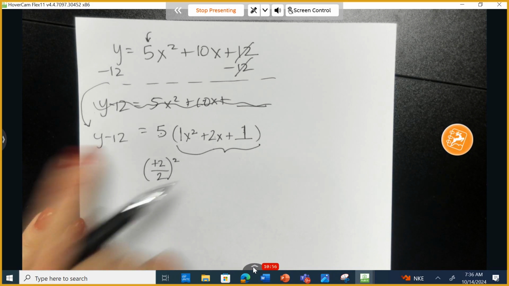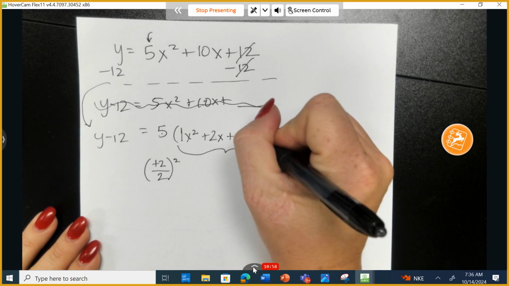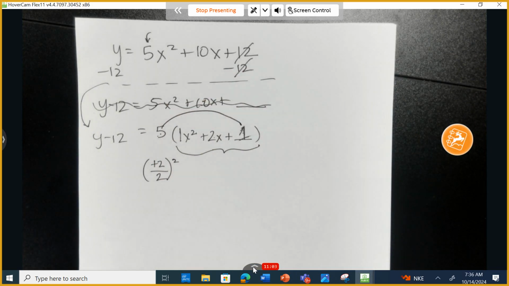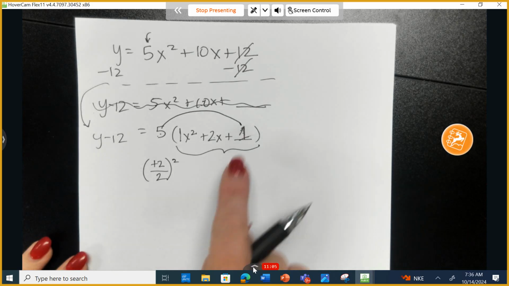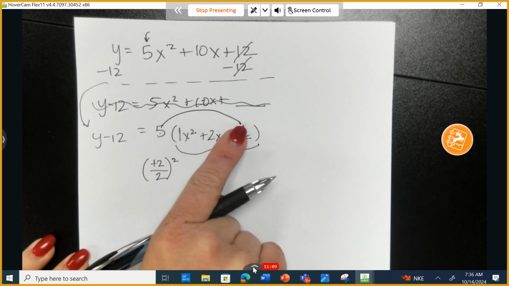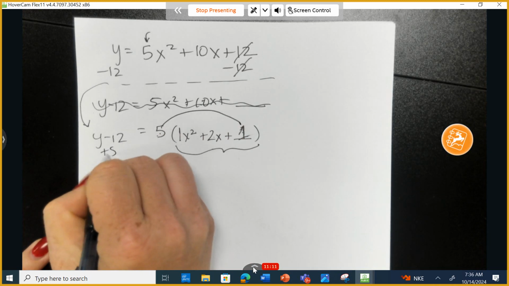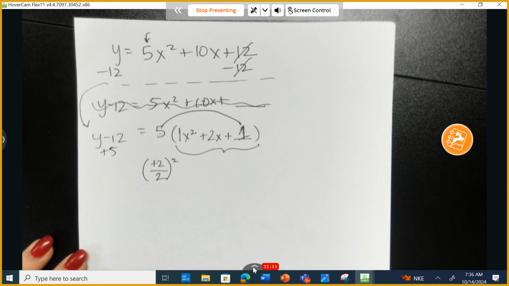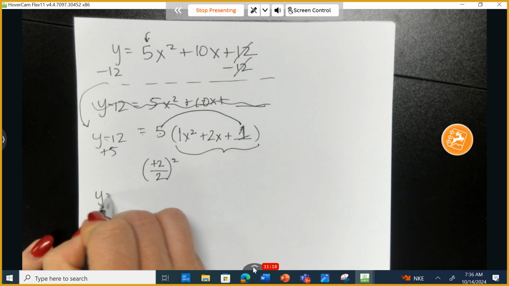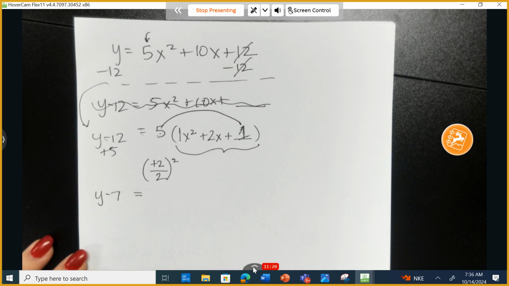That's a common mistake, but I didn't just add 1 to the right. What did I actually just add to the right? I added a 5 because 5 times 1 is 5. I added a value of 5 even though there's a 1 there. Remember, this number up front is going to be multiplied by everything inside. So on the left-hand side, to keep the left and the right balanced, I'm going to do a plus 5. Negative 12 and positive 5 gives us a negative 7.